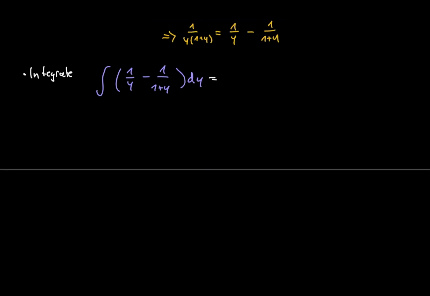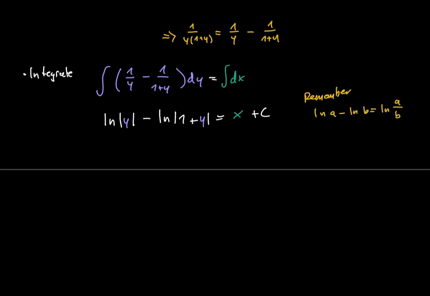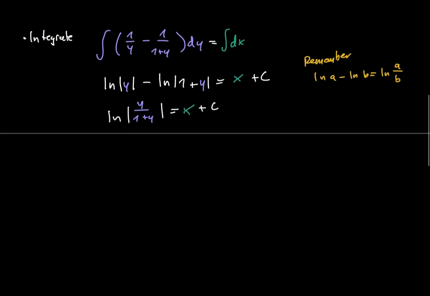Now integrate both sides. The integral of 1 over y is natural log absolute value y. The integral of 1 over 1 plus y is natural log absolute value 1 plus y equals x plus c. Combine the logarithms. Natural log absolute value of y over 1 plus y equals x plus c.